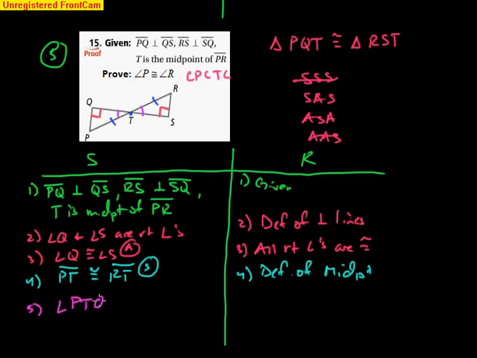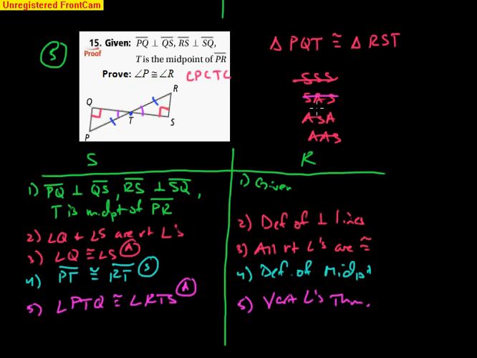Named with 3 letters, angle PTQ is congruent to angle RTS. And that is because they are vertical angles. That's the vertical angles theorem. And there is my last pair of angles.